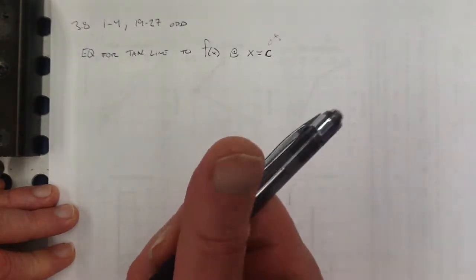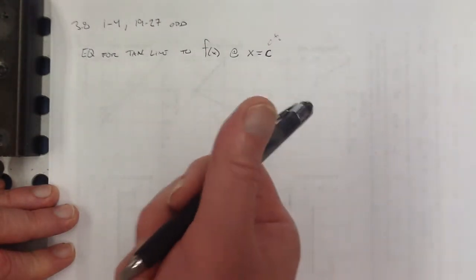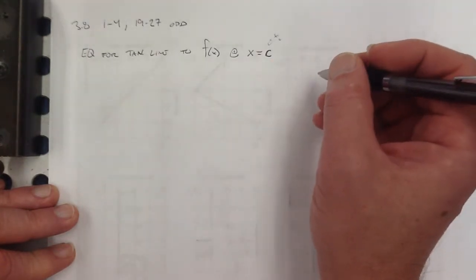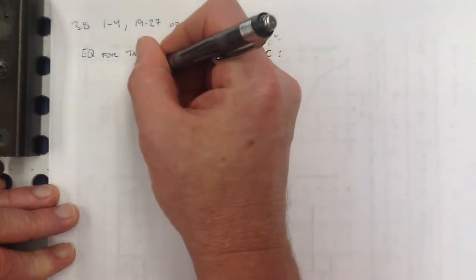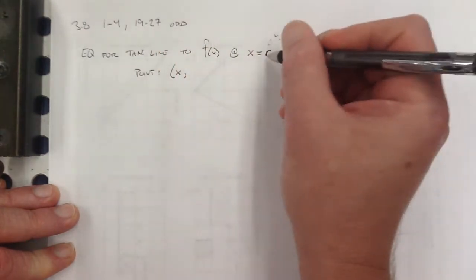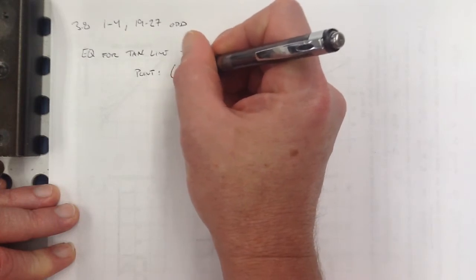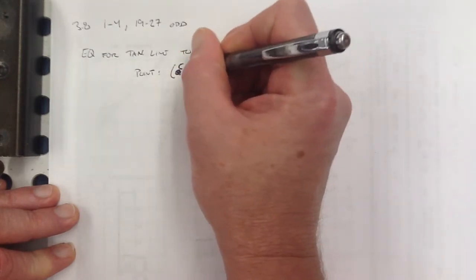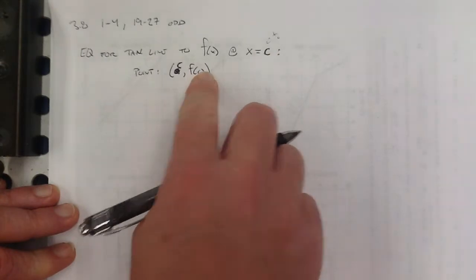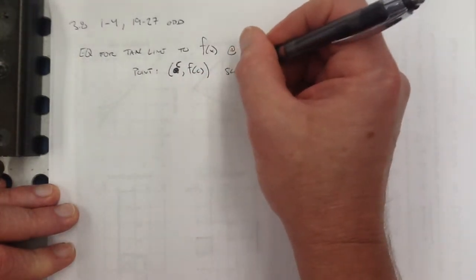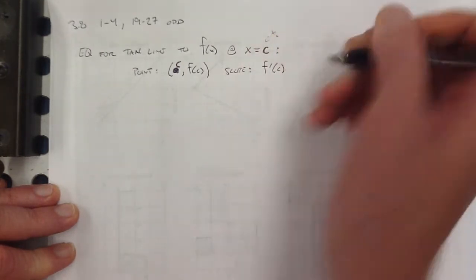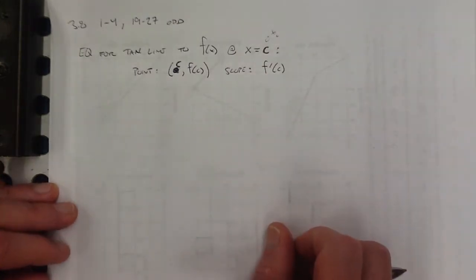So to write the equation for a line in point-slope form, we need a point and we need the slope. Here's the point. The point is c, that's my x value, comma, f of c. You plug in c, you get f of c. And the slope, now that we have calculus notation, we call that f prime of c. It's the derivative of f at that point c.